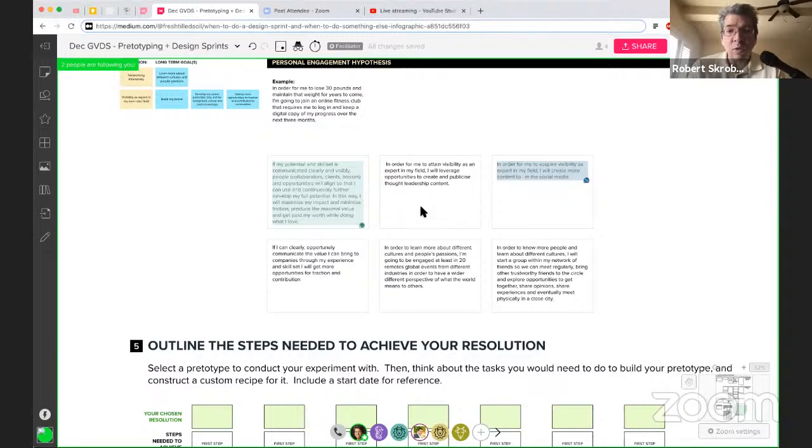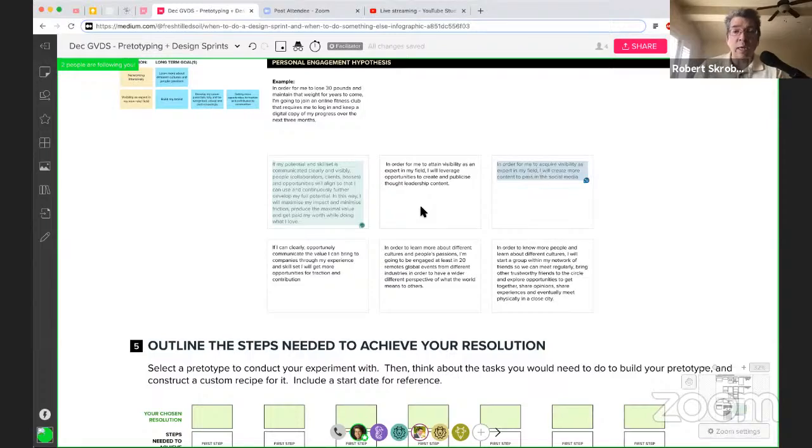There's another one that says, in order for me to attain visibility as an expert in my field, I will leverage opportunities to create and publicize thought leadership content. Very nice. So all of these encapsulate some different particular possibilities to get to your long-term goals based on the resolution that we've been doing as a group.